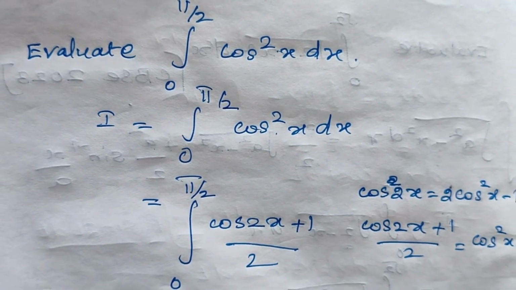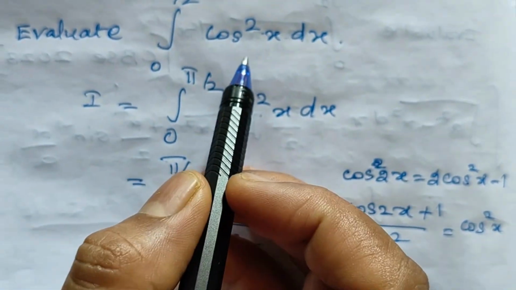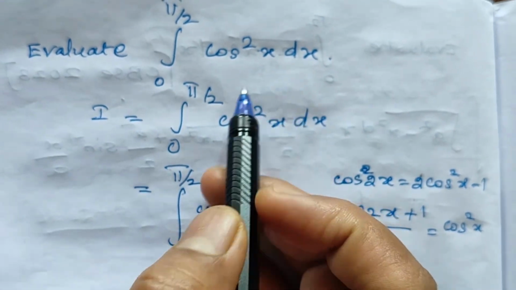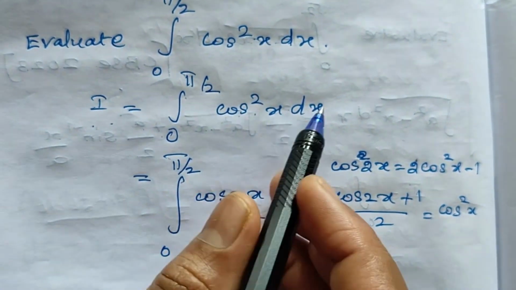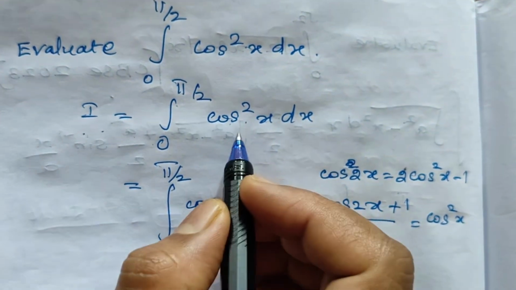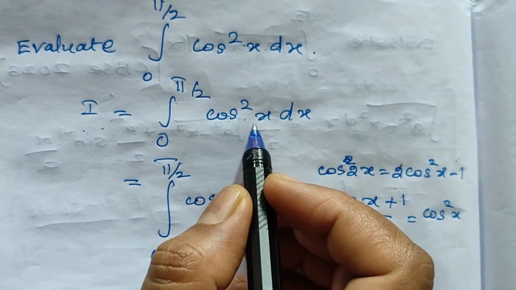The chapter is integrals. Evaluate the integral from 0 to pi by 2 of cos square x dx. So first I take it as I equal to integral 0 to pi by 2 cos square x dx. Here cos square x, if we keep it like this, we cannot integrate. For that we have to make a simple arrangement.